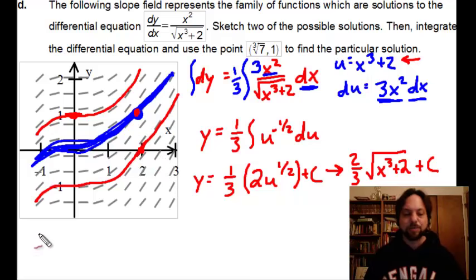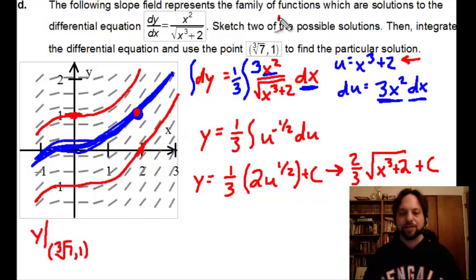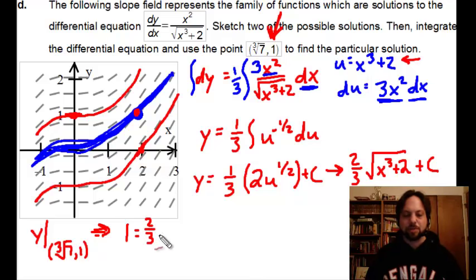So what I need to do now is evaluate y at the point, the cube root of 7, 1. I got that from the problem. That's right there. So if I do that, well, what's going to happen? Y turns into 1. On the right side, I have 2/3 multiplied by the square root of x cubed plus 2. Notice what x is. X is the cube root of 7. That cubed gives me 7, and then plus 2 plus c. Well, do a little handiwork here, and I think what you'll find out is that c actually equals -1.